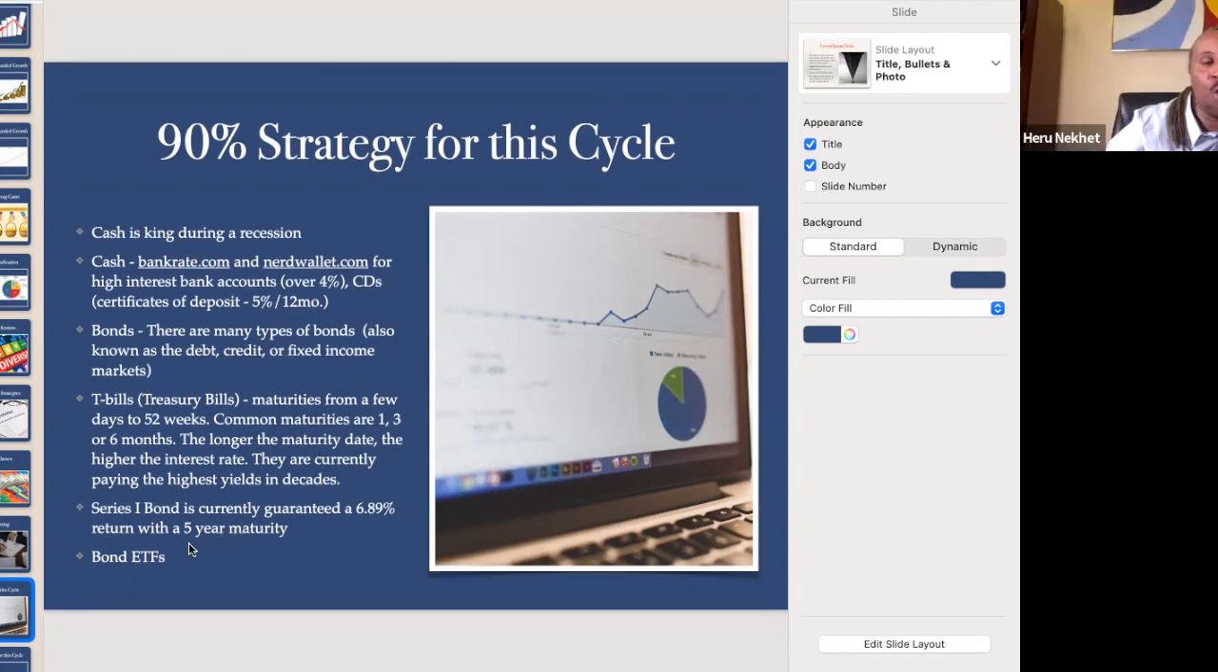For some of you who may max out on the I bond or don't really want to mess with the T-bills, they have bond ETFs too, right? So we talked about ETFs, exchange traded funds. They're traded on the stock market. You can get a bond ETF or bond mutual fund that spreads across the board with bonds. And they do T-bills, I bonds, Series E bonds, corporate bonds. They have a whole slew of bonds. So they have diversification in the fund of different types of bonds.